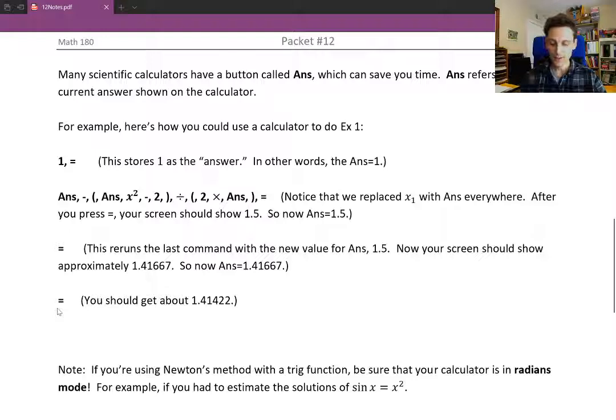The second note I wanted to mention was that if you're using Newton's method with a trig function, so if your f of x is a trig function and you're trying to figure out where it is equal to 0, then be sure that your calculator is in radians mode. So for example, if you had to estimate the solutions of sine x equals x squared, the first thing you would do is subtract the x squared over to the left, make your function sine x minus x squared, and then make sure your calculator is in radians mode before you follow the instructions about how to use your scientific calculator for Newton's method.